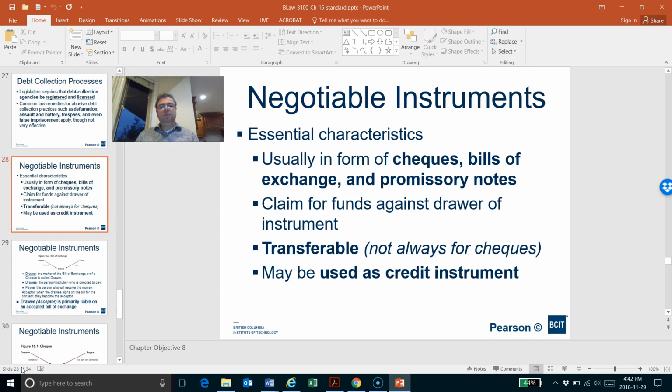They are most of the time transferable. This is not always applicable for checks because banks sometimes restrict the transferring of checks. They are very much concerned about money laundering. So most banks, not all, but most banks don't like checks to be transferred.